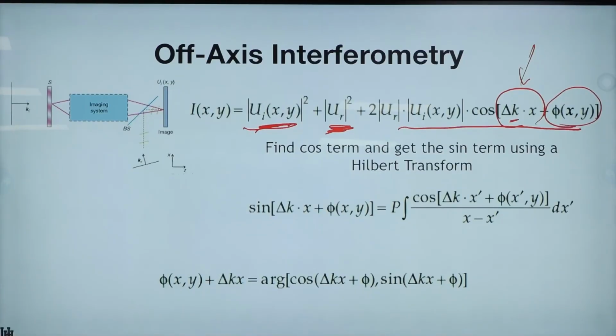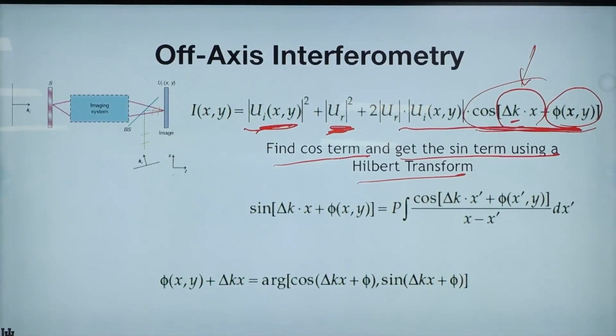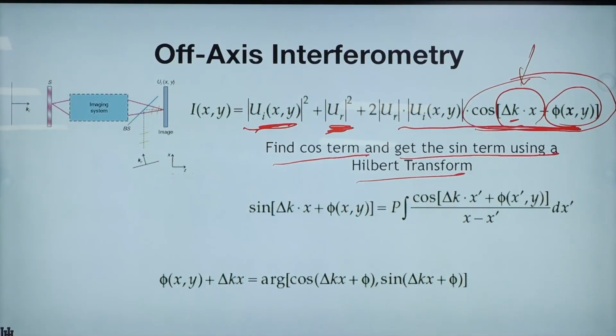But there are some disadvantages too, which I'll get to. So what you get from this is the cosine term. You find the cosine term, then get the sine term using the Hilbert transform. So there is an extra calculation you can do. From this measurement, you get cosine of delta kx plus phi of x comma y.